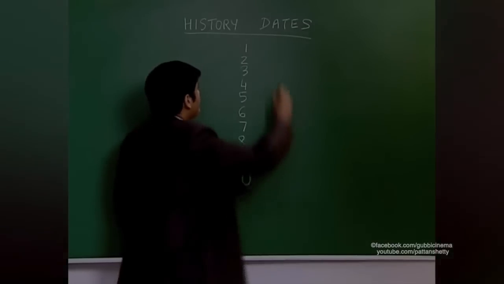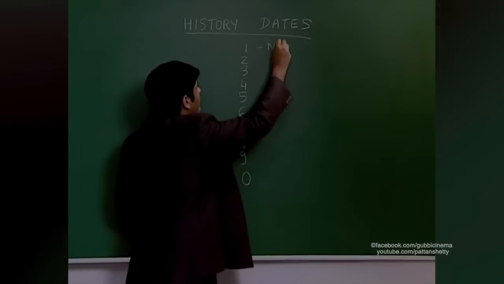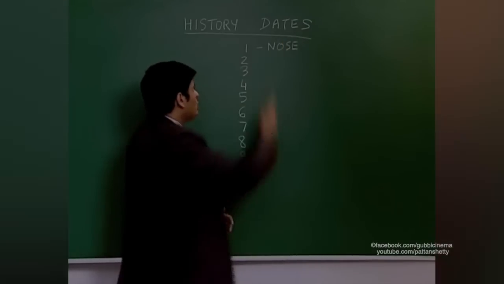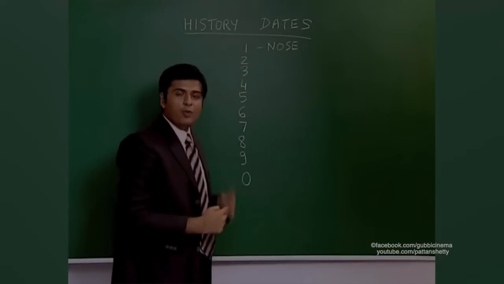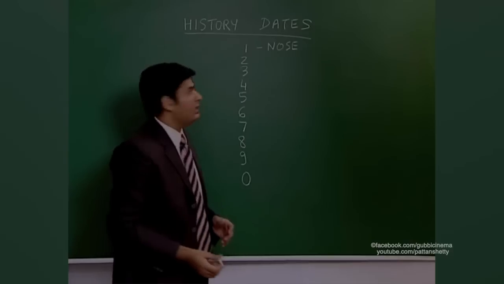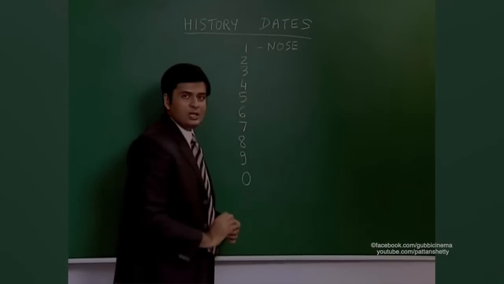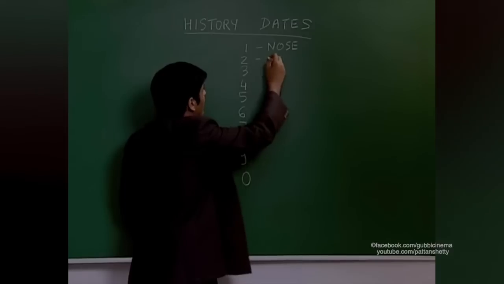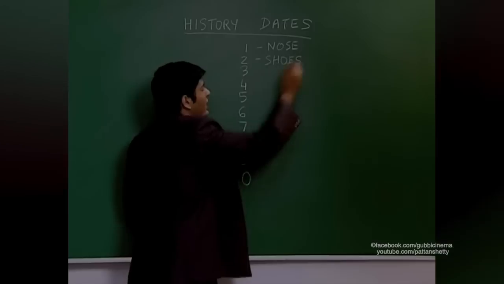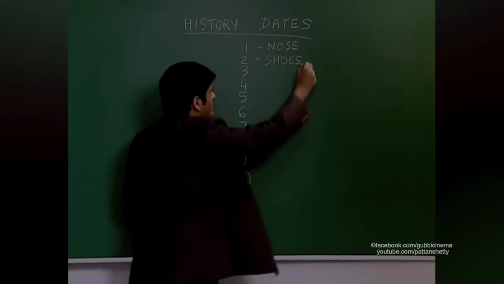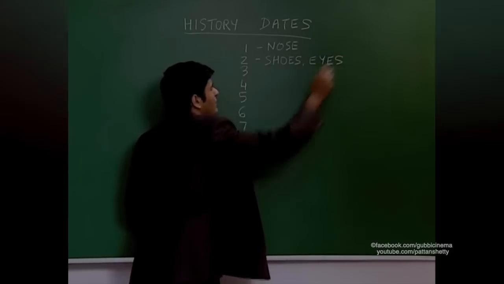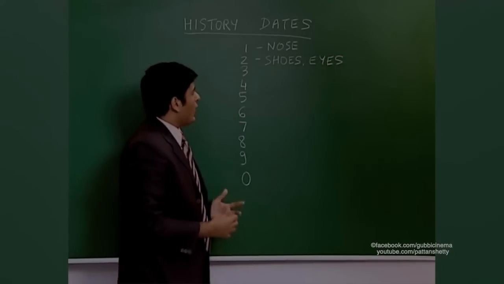For example, besides 1 I am writing nose. Now why nose? Because nose is related to 1. We all have only one nose. Have you ever seen anybody with 3 noses? Not possible. So against 1 I am writing nose. Against 2 I am writing shoes, because we all wear 2 shoes. Or against 2 I can take eyes, or say hands or legs, because we have 2 eyes, 2 hands, 2 legs.